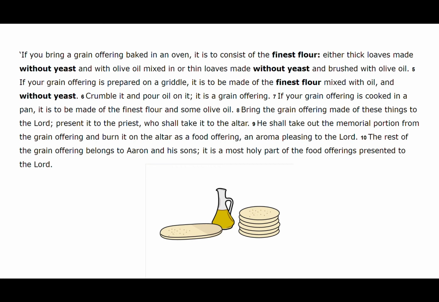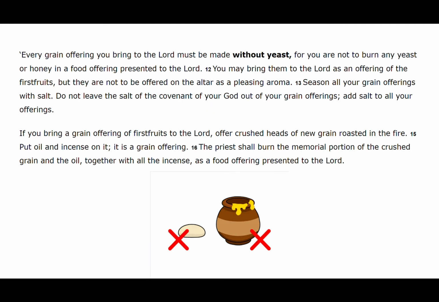Bring the grain offering made of these things to the Lord. Present it to the priest, who shall take it to the altar. He shall take out the memorial portion from the grain offering and burn it on the altar as a food offering, an aroma pleasing to the Lord. The rest of the grain offering belongs to Aaron and his sons. It is a most holy part of the food offerings presented to the Lord. Every grain offering you bring to the Lord must be made without yeast, for you are not to burn any yeast or honey in a food offering presented to the Lord. You may bring them to the Lord as an offering of the first fruits, but they are not to be offered on the altar as a pleasing aroma.